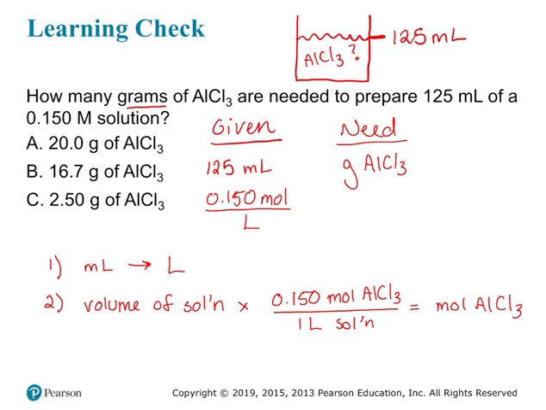However, we were told that we need to figure out the amount in grams. So for our final step, we'll convert moles of aluminum chloride to grams of aluminum chloride. And how do we convert from moles to grams? What handy tool do we have? Molar mass. Okay, so we'll also have to calculate the molar mass of aluminum chloride at that point.